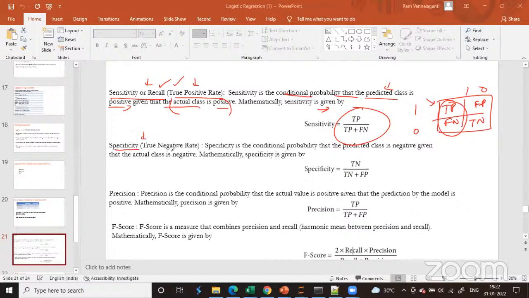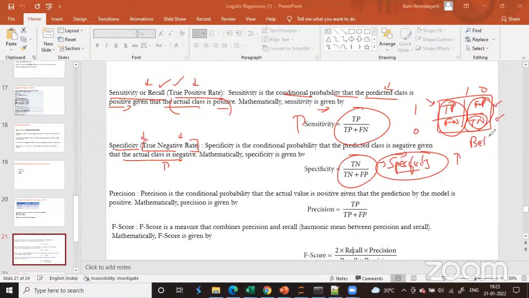What is specificity? It is called the true negative rate for us. So what is the formula? TN by TN plus FP. So given that the actual class is negative, how many observations is your model correctly able to predict as negative? That is called specificity for us. Out of the total number of actual negative observations you have, how many of them is your model correctly able to predict as negative? So the higher the specificity and the higher the sensitivity, the better is our model.